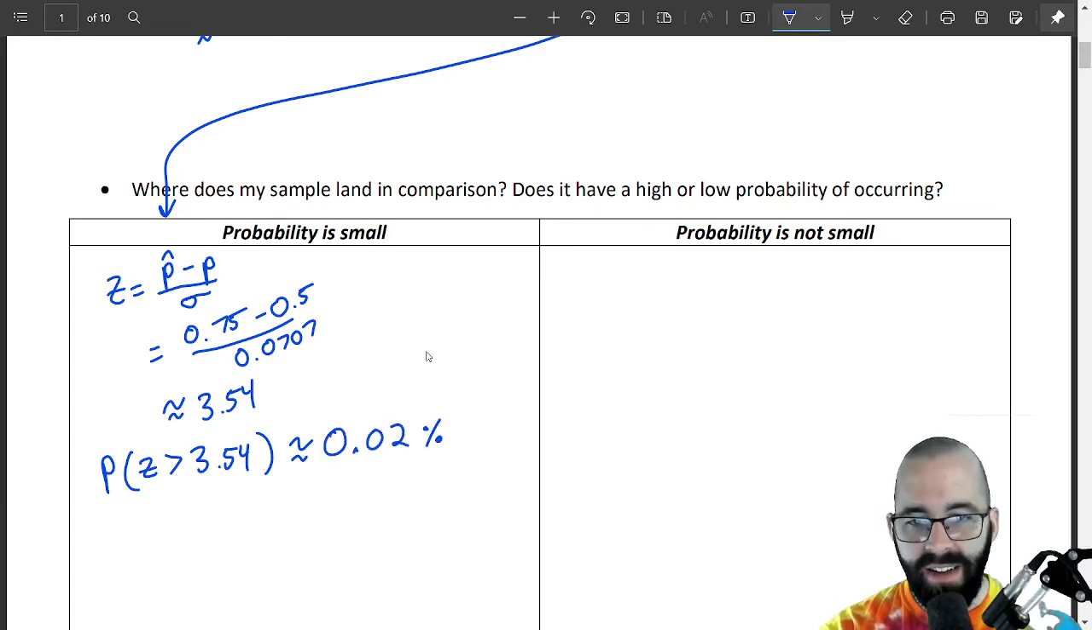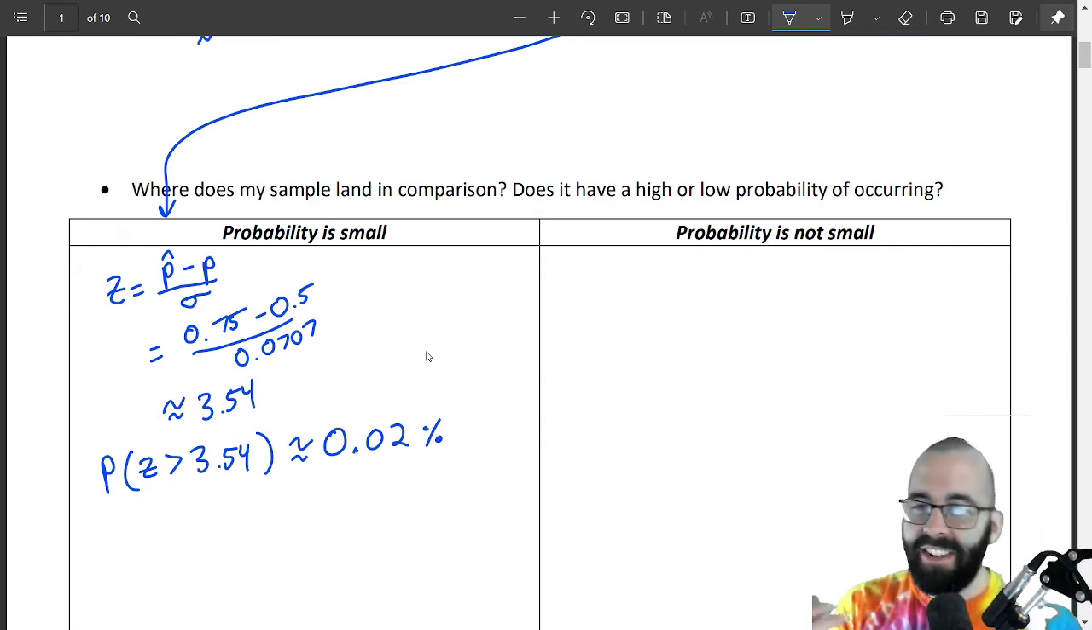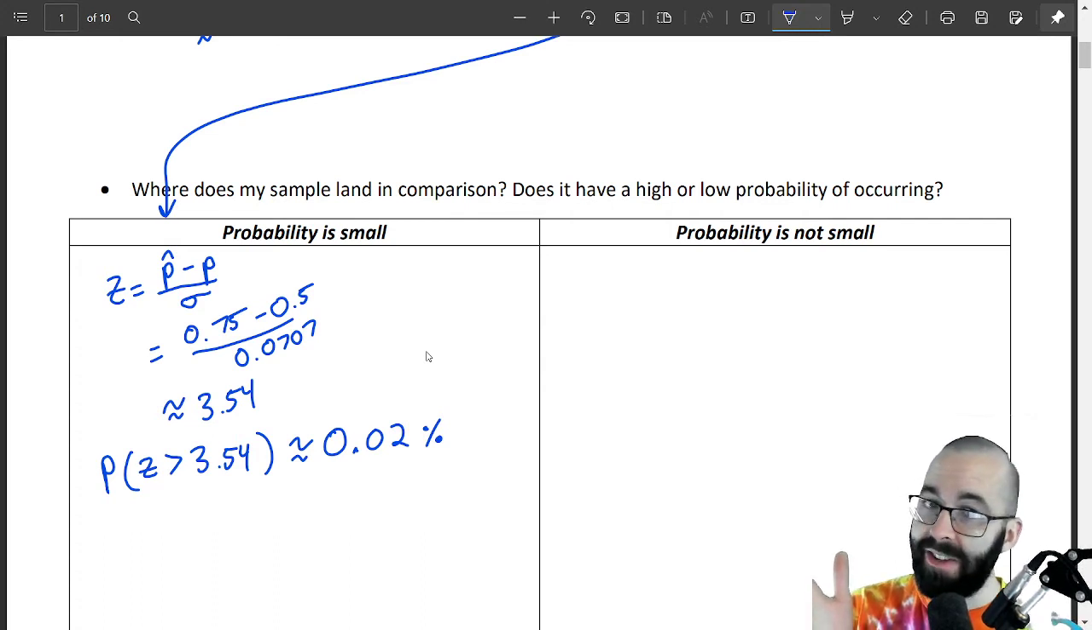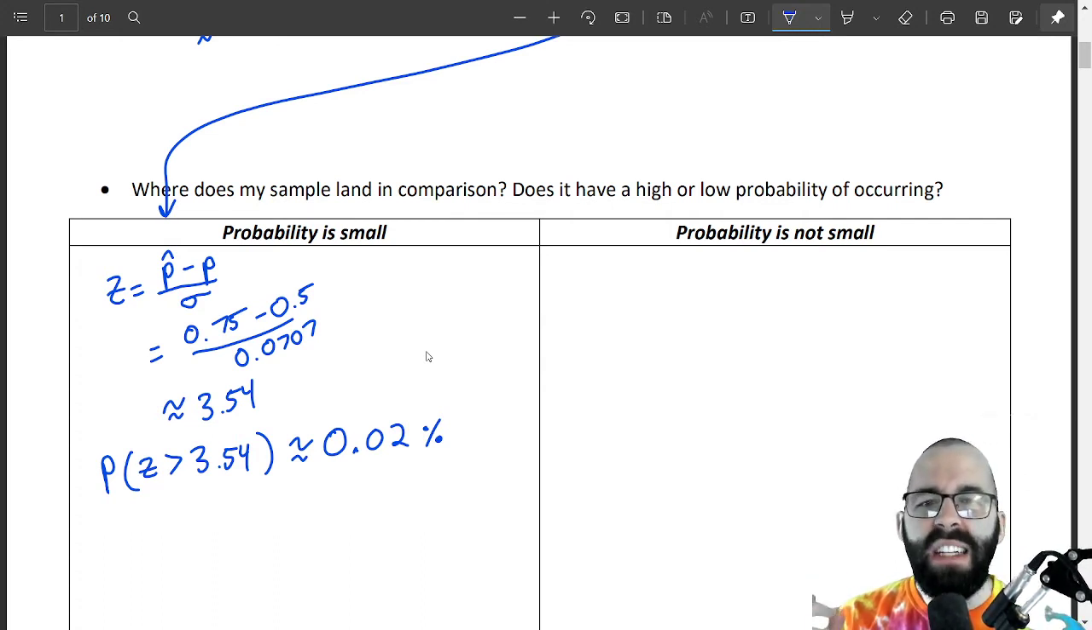What does this mean? This means that if this coin is fair, it's possible to get 75% heads. But the probability of getting at least 75% heads, not even just exactly 75%, the probability of getting something this unlikely, assuming the coin is fair, is 0.02%.